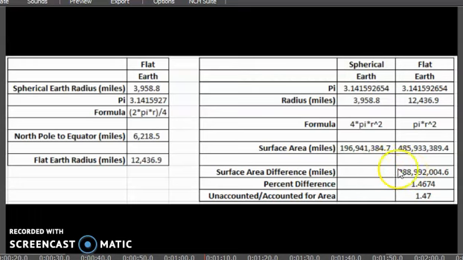So the difference is there's about 289 million square miles more on a flat Earth than the globe, which is about 146-147%. And another way of stating it is that for every square mile accounted for on the globe or the Gleason's map, there is 1.47 square miles unaccounted for.